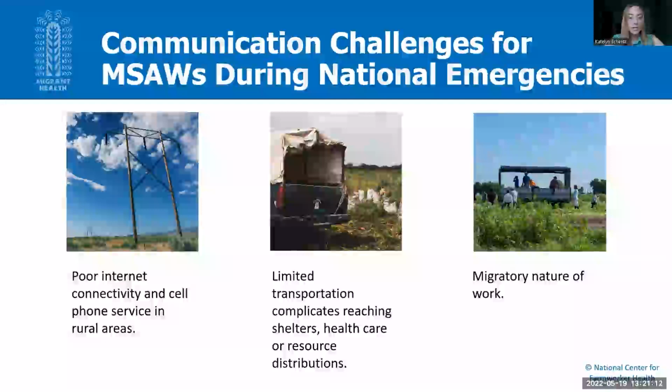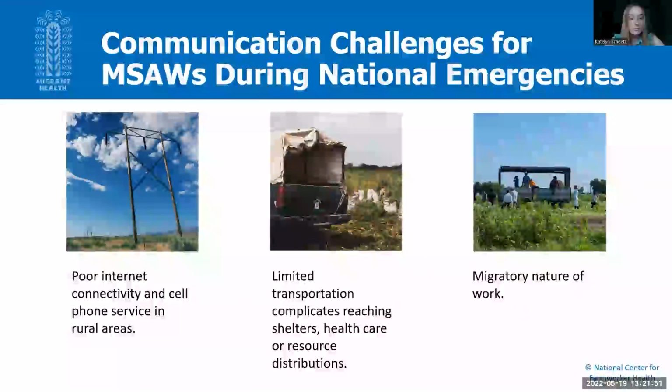Another factor is the limited transportation that migrant and seasonal agriculture workers face. Again, these rural locations usually don't have any sort of public transit. So if a farm worker doesn't have their own transportation, they sometimes rely on their employer to get them into town, to a grocery store, or to see the doctor, or for other vital needs. So that can become complicated during an emergency when they might not have the ability to flee or to go see a doctor or to get to a shelter.